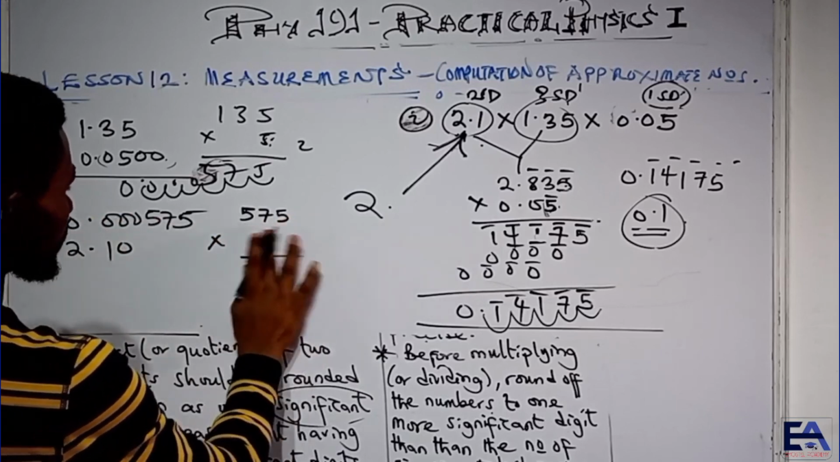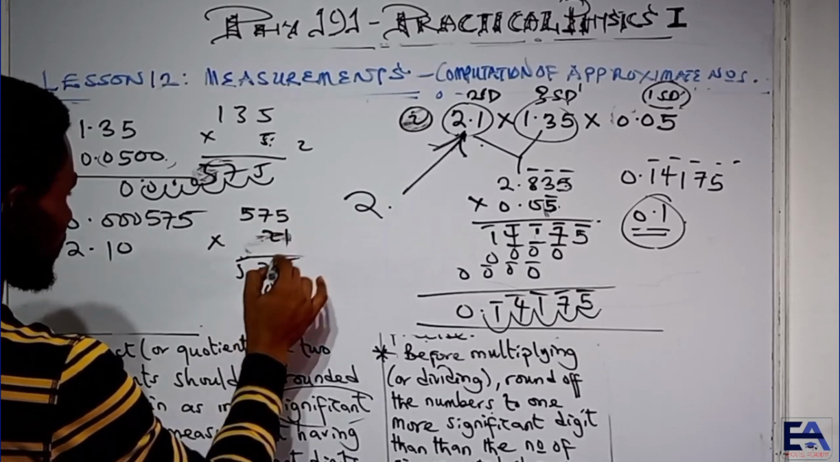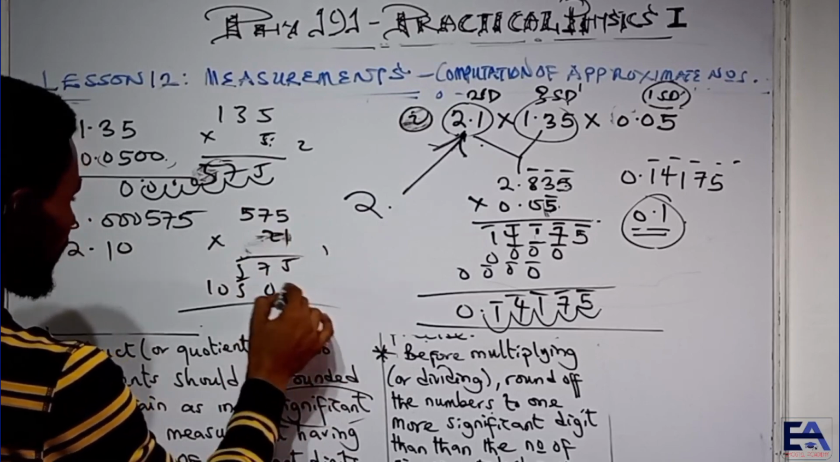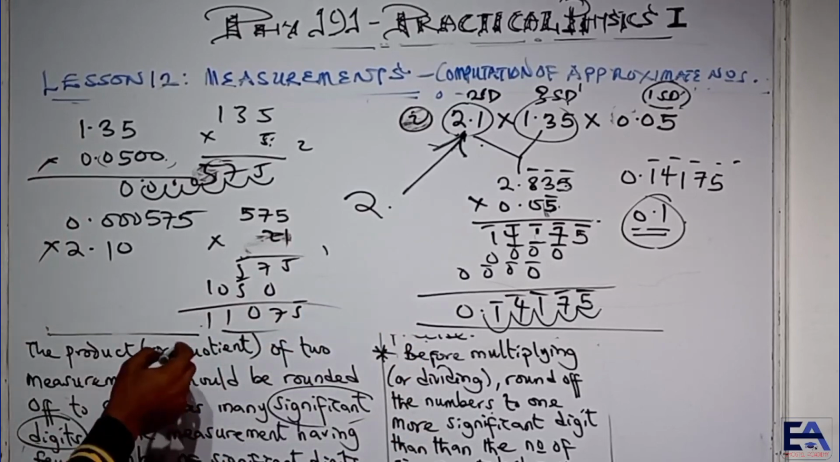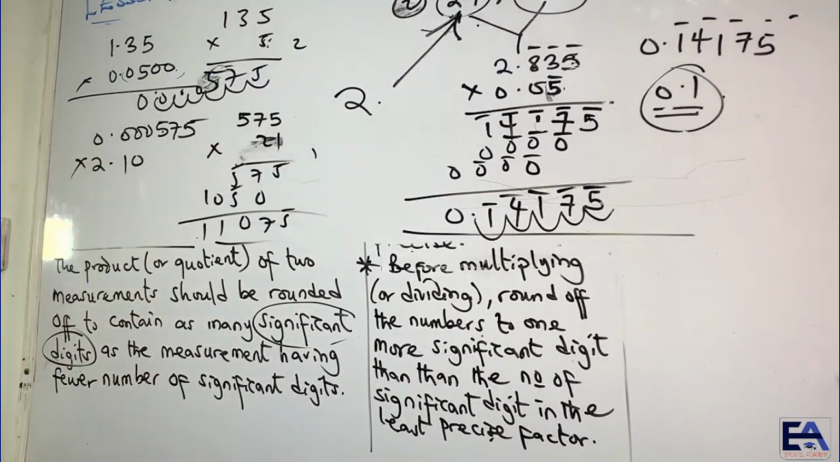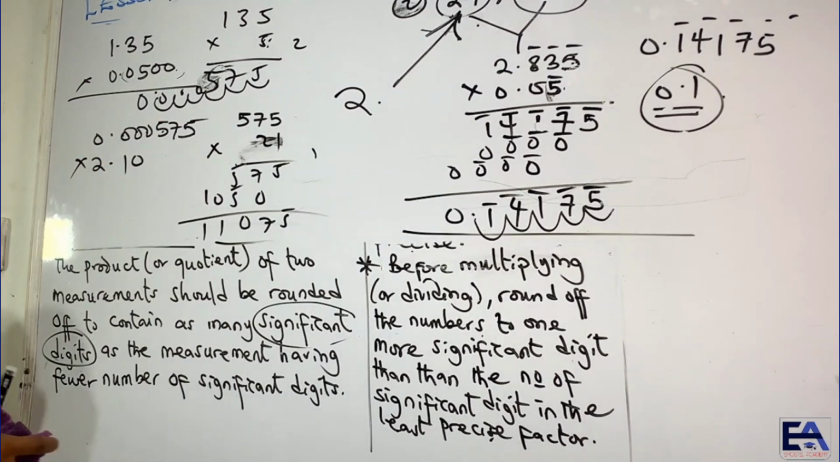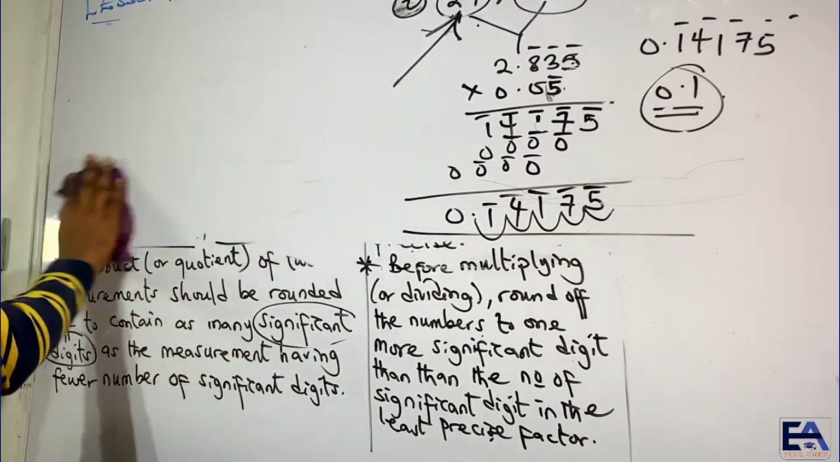So we have 1 times 5, 5, 1 times 7, 7, 1 times 5, 5, 2 times 5, 10, 2 times 7, 14, plus 1, 15, 5, 2 times 5, 10. And then we have 5, 7, we have 10, 1, 1. So we have that. And then after all of these things, how many do we have here? 1, 2, 3, 4, 5, 6. And then we have 7, 8. So let's see.